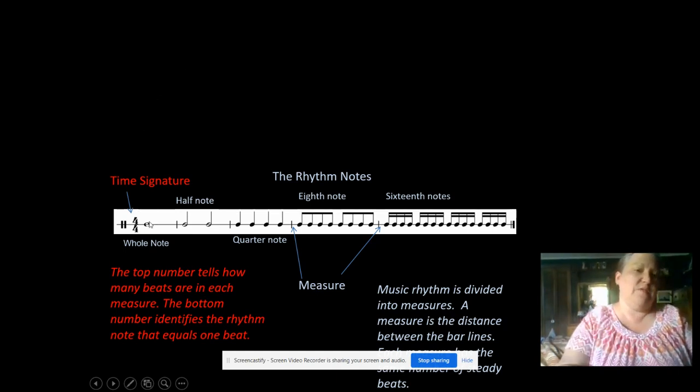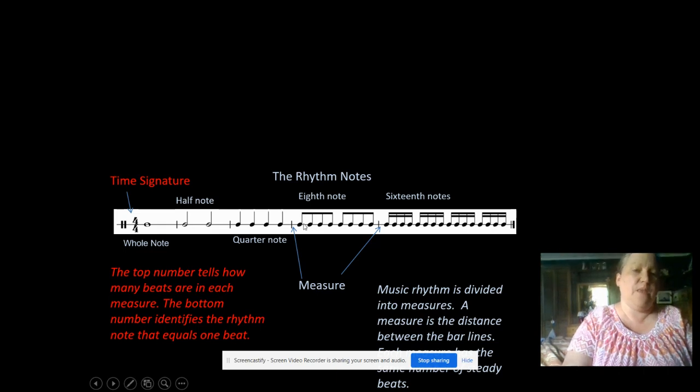A whole note is going to fill up the whole measure. It goes 1, 2, 3, 4. Half notes get 2 beats. 1, 2, 1, 2. So they fill up half a measure. Quarter notes fill up 1/4 of a measure. They get 1 beat each.